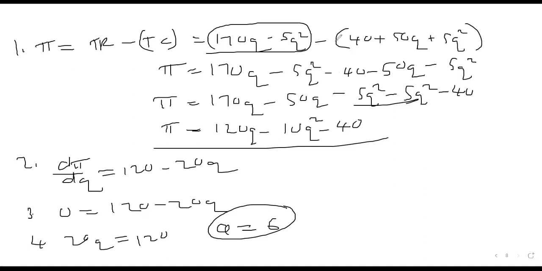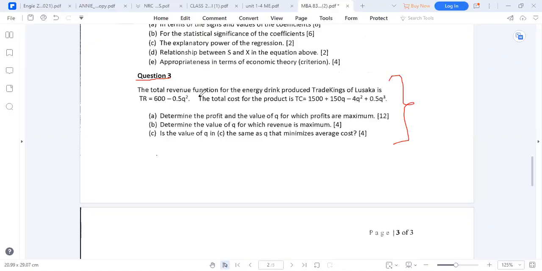In this instance, we need to be very careful with how the question is coming. The total revenue for an energy drink, Trade Kings, is given by TR and TC. We are being asked to determine the value of Q that will maximize profit. Then determine the value of Q that will maximize revenue. So which one is easier of the two? Part B. How do we maximize revenue?